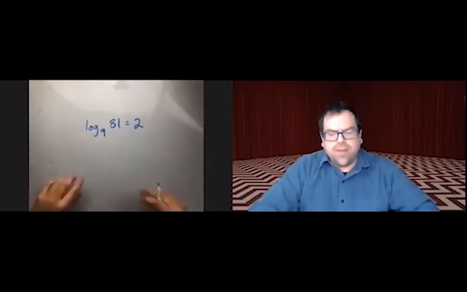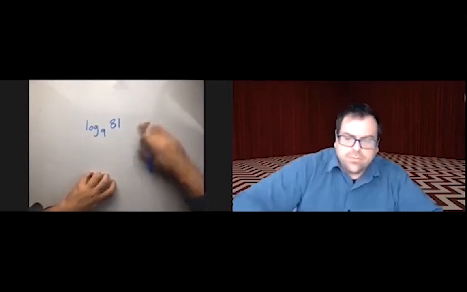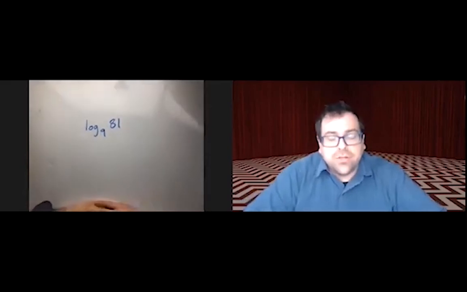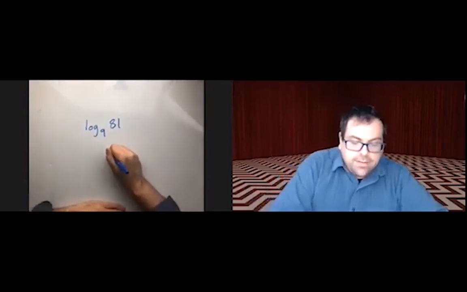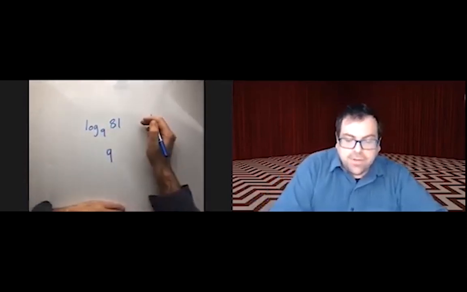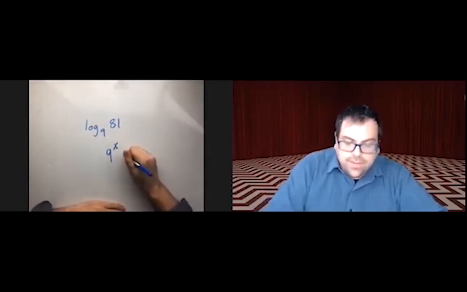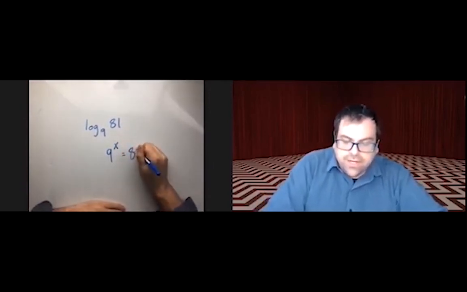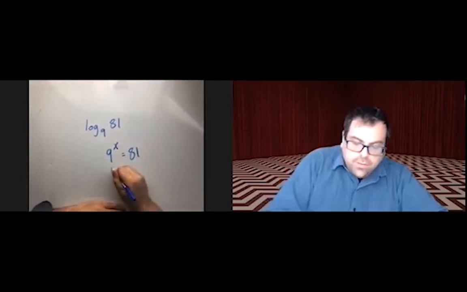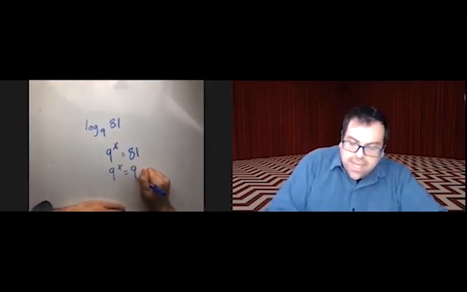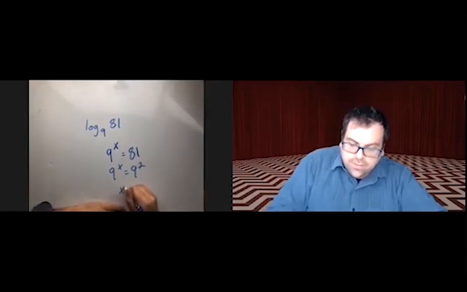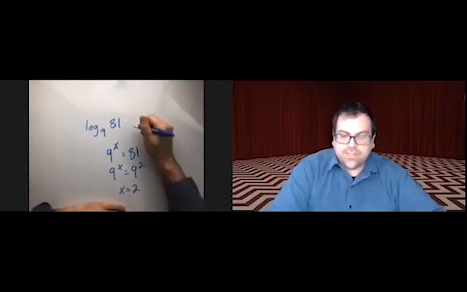If you can't think of it that way, then just put it in exponential form. The base is 9. The logarithm is an exponent, so we don't know what the exponent is, equaling the argument of 81. We know that 81 is 9 squared, so x is 2.